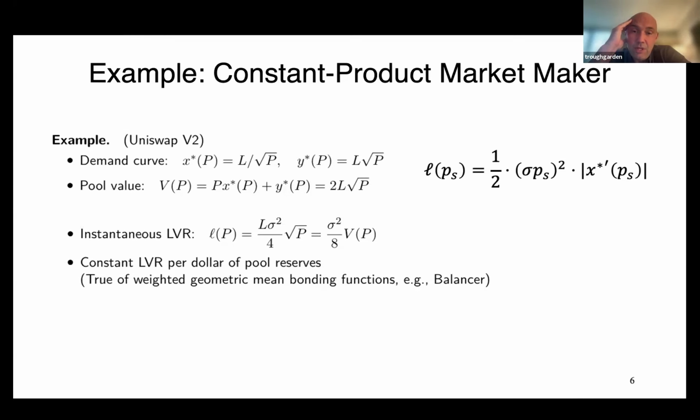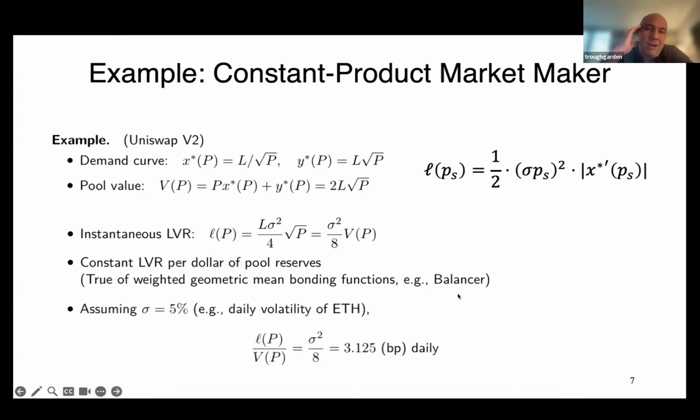This is really, really, really nice. This is a quite remarkable property of the constant product market maker, that in some sense LVR, at least LVR normalized by the pool value, doesn't even depend on what the current price is. It doesn't depend on anything other than the volatility. It is always sigma squared over 8, okay? That is the percentage of the current pool value that you are losing to LVR, to adverse selection costs.